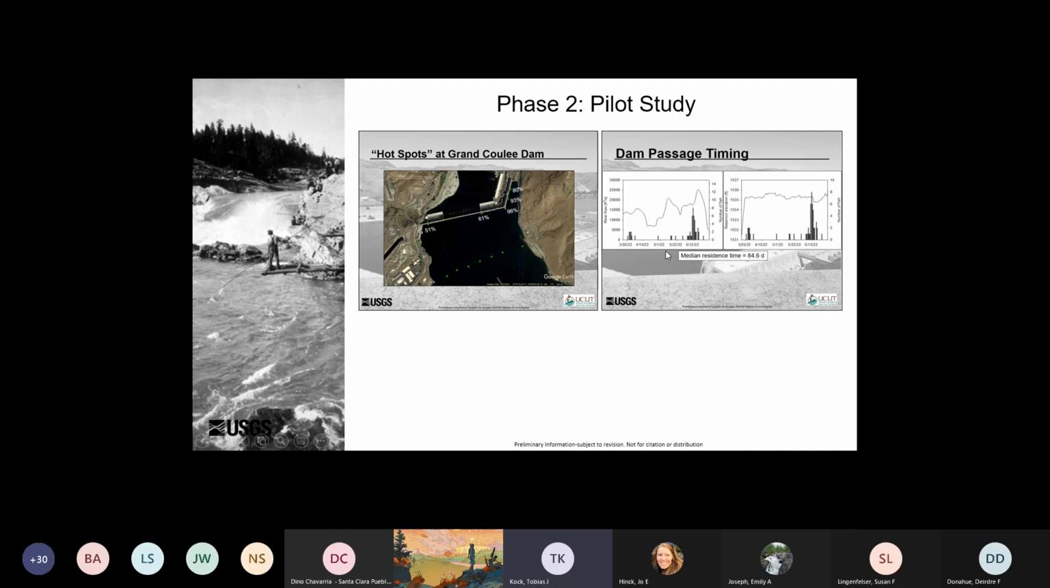We're also getting information about when fish are passing the dam. So this is from March to late June of 2022. You can see the bar graph showing when fish passed seasonally during the study period and how passage was related to things like river flow and reservoir elevation, as well as other covariates such as dam operations. We have residence times in specific reaches. And so there's a lot of useful information that's going to come from this pilot study.